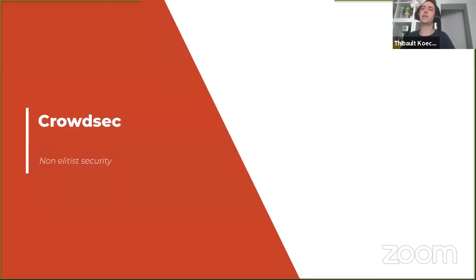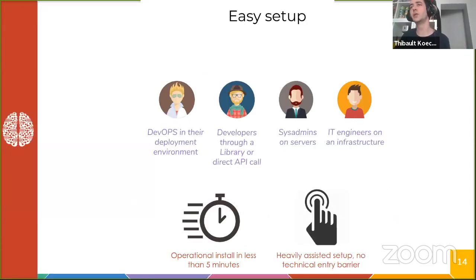So here we are speaking about non-elitist security. So the idea is that, as we saw during the setup, for a system administrator the technical barrier is intended to be very low. It's very assisted. We will detect the service for him so that he can only do next, continue, and you already have a significant improvement of your security.